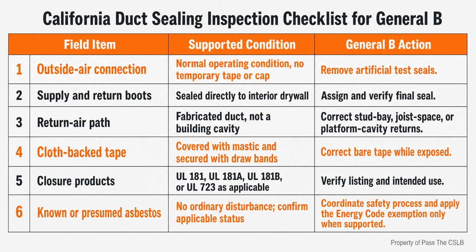Keep the outside air connection in the proper operating condition. Seal every supply and return boot to the drywall. Do not use building cavities as substitute ducts. If cloth-back tape appears, it must be covered with mastic and secured with drawbands. Use closure products that meet the applicable Underwriters Laboratories 181, 181A, 181B, or 723 requirement. When suspected asbestos is present, do not disturb the material merely to chase an energy test.